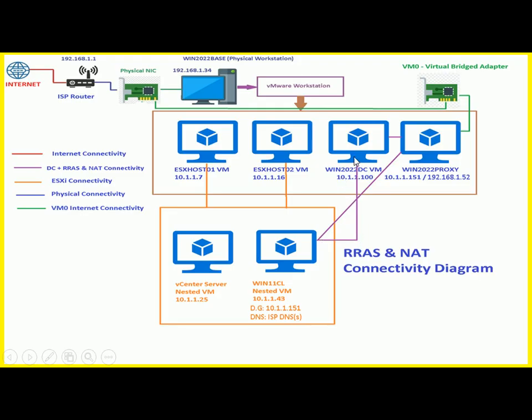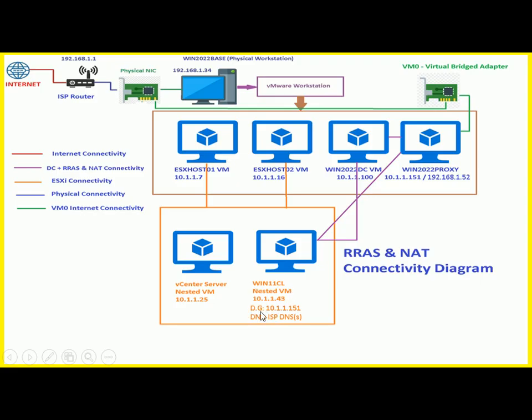Now the point to take note of over here is that it is using my existing DC connectivity. You can see the color coding over here. It is the same one for 3 different bars. So you can see this same color coding: DC plus RRAS plus NAT connectivity. That means it is using our existing DC connectivity for internet NAT purposes also. So I don't have to give any extra IP to my Windows 11 CL. I just have to change 2 parameters over here in the network configuration of Windows 11 CL.